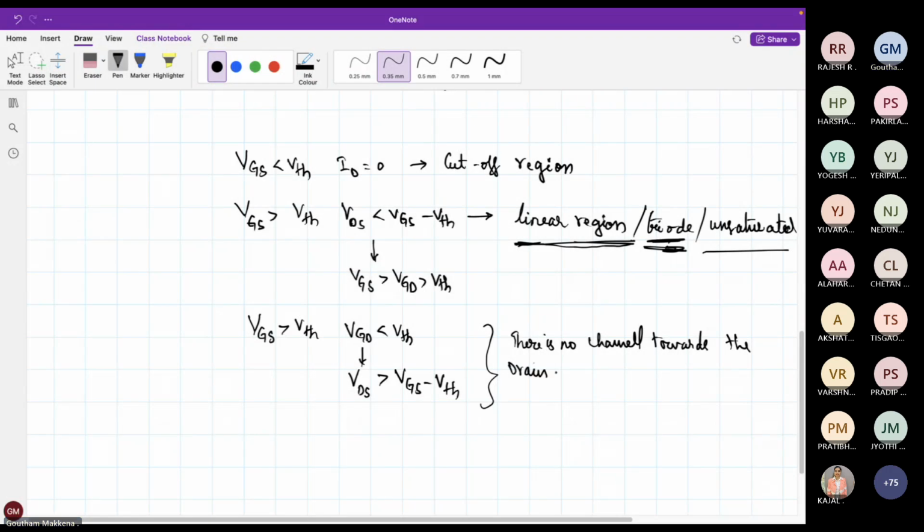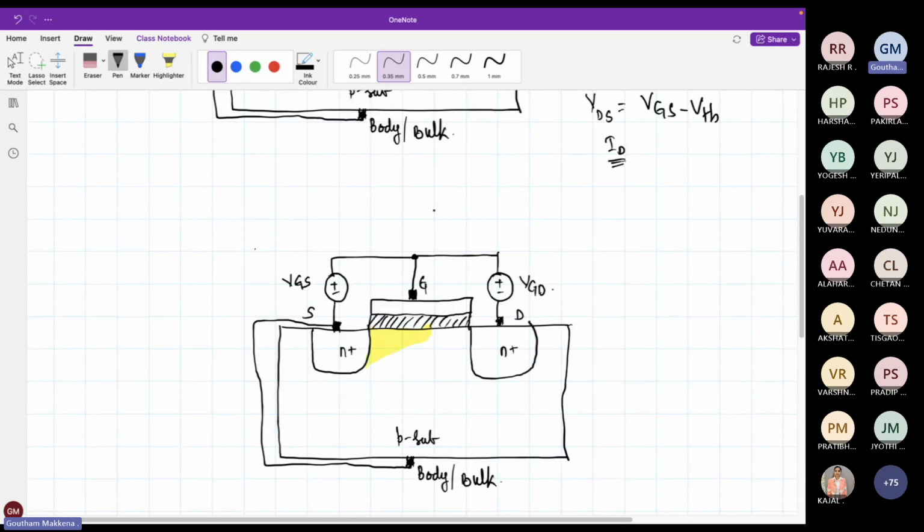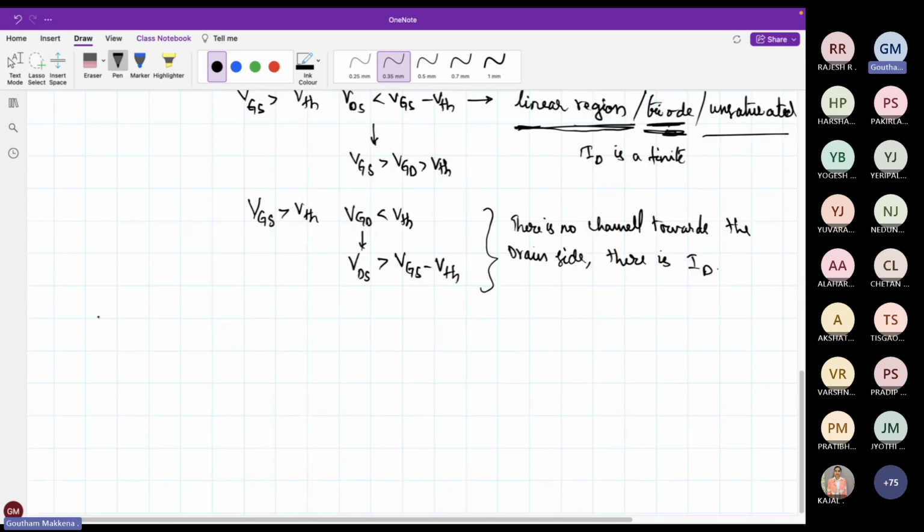but still there is current. There is ID still. So here also ID is a finite value. You might argue, when there is no channel over here, why is the current flowing even after pinch off? So the current flows even after pinch off.